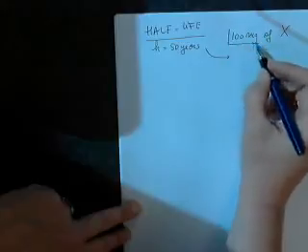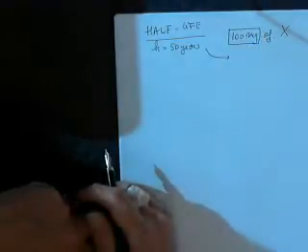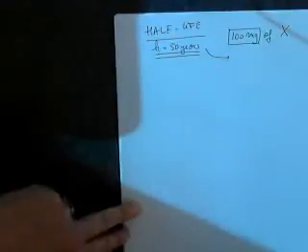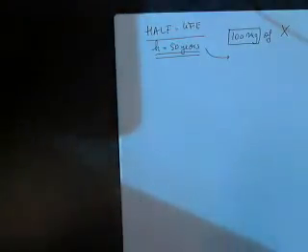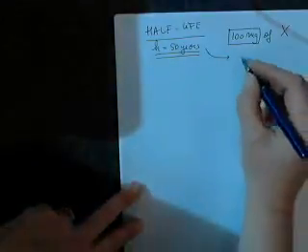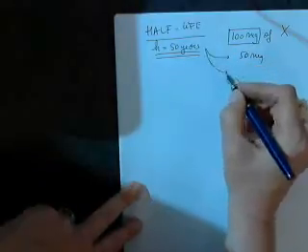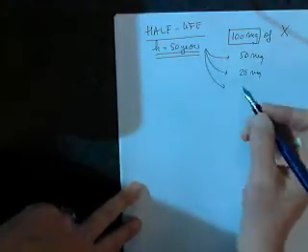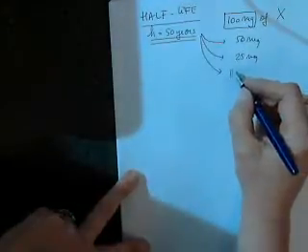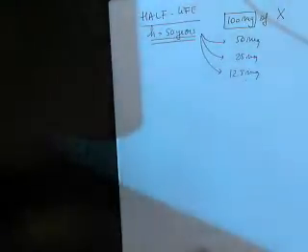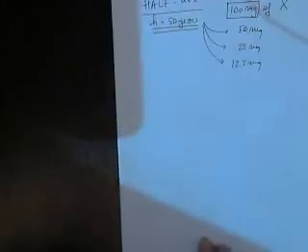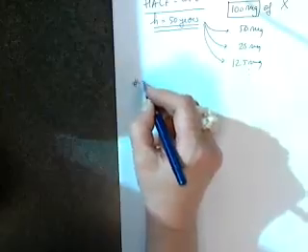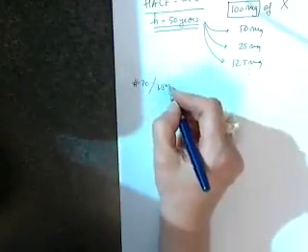So 50 years from now, how much should be left from 100 milligrams? We start with 100 milligrams of a radioactive substance that has a half-life of 50 years. In 50 years from now, we will still have how much? 50 milligrams. In the next 50 years, how much will we have? In the next 50 years, we'll have 12.5, and so on and so forth. Good.